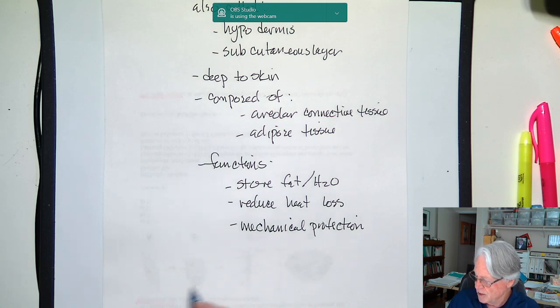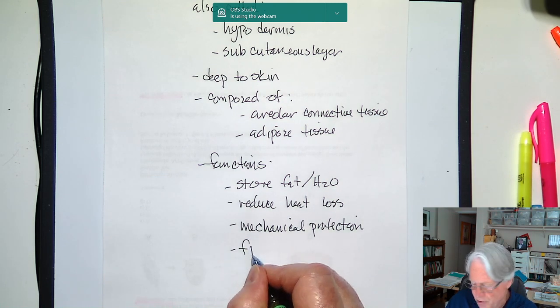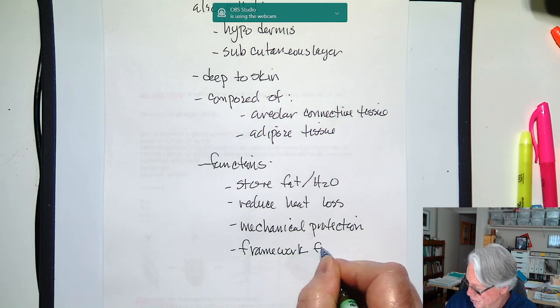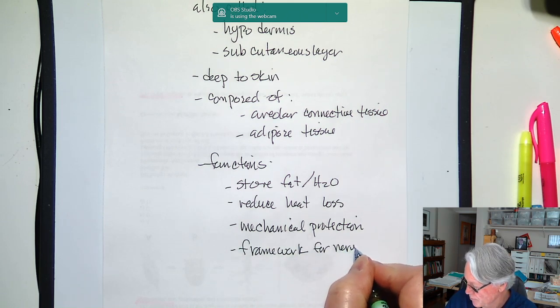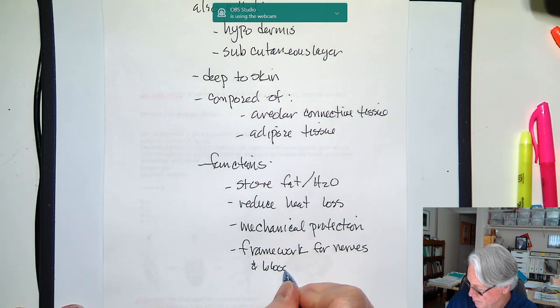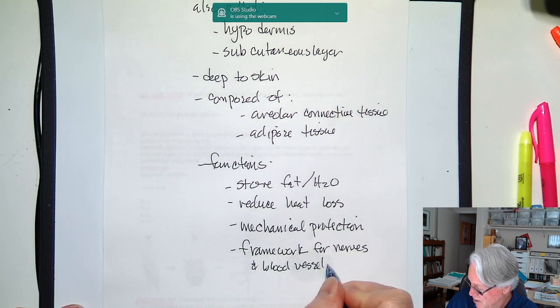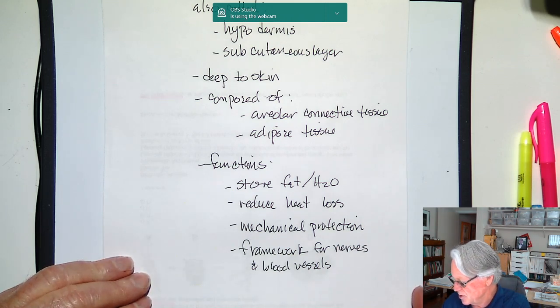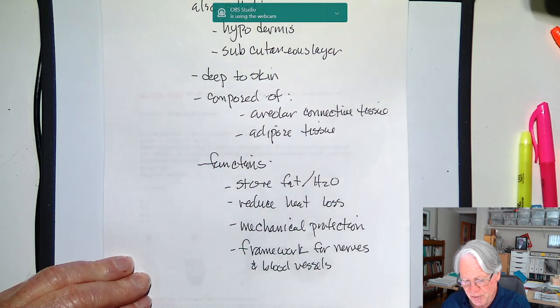Okay, and it also finally is a framework for nerves and blood vessels that are going to serve muscle tissue. So they're on their way to muscle tissue, and we're going to embed them into this layer first as they go deeper and eventually reach muscle tissue. So superficial fascia.